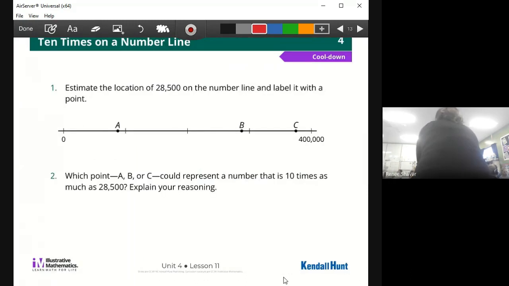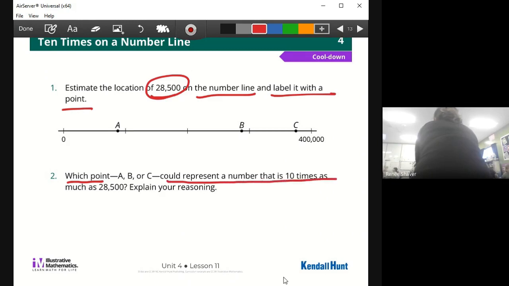Your cool down. Estimate the location of 28,500 on the number line and label it with a point. Number 2, which point, A, B, or C, could represent a number that is 10 times as much as 28,500? Explain your reason. Gabriela.